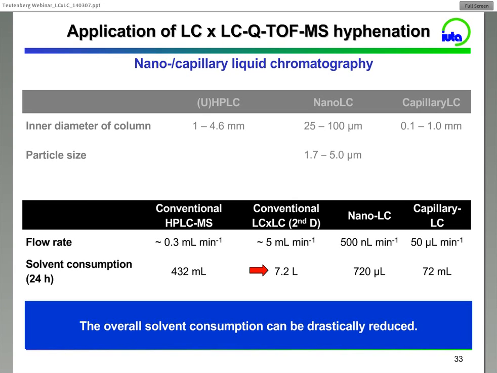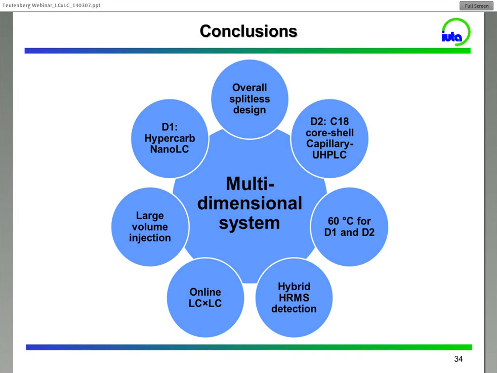Okay, so overall solvent consumption can be really reduced. Now this directly leads me to my conclusions. Just go through it. Our multidimensional system is made up of an online LC times LC approach. Of course, there is the possibility to make offline LC, but this is very, very time consuming.